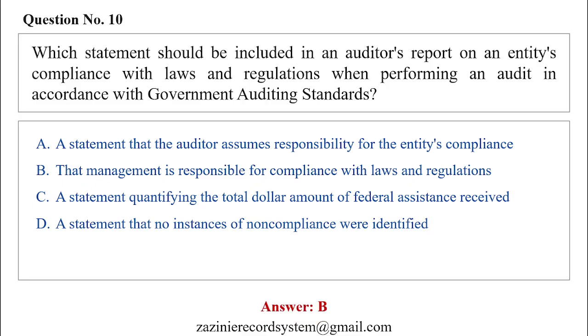Explanation. Letter B is correct because this kind of report needs to make clear that compliance with laws, regulations, contracts, and grants is management's responsibility, not the auditor's. The auditor never assumes responsibility for the entity's own compliance, and the report doesn't quantify total federal assistance received or claim, without basis, that no non-compliance exists.